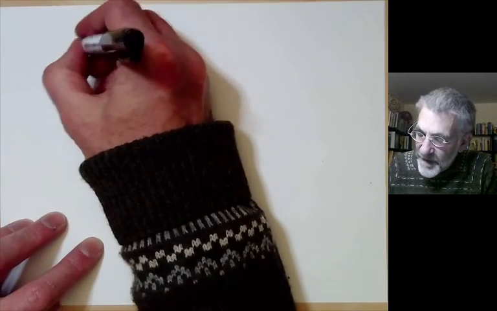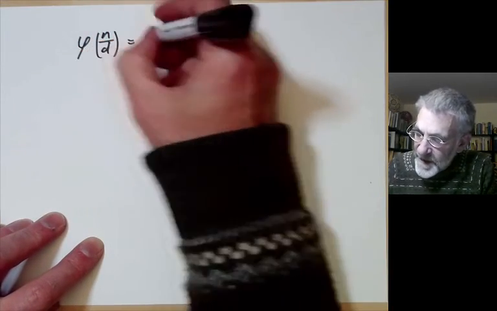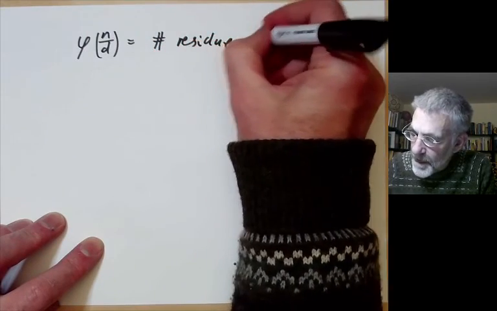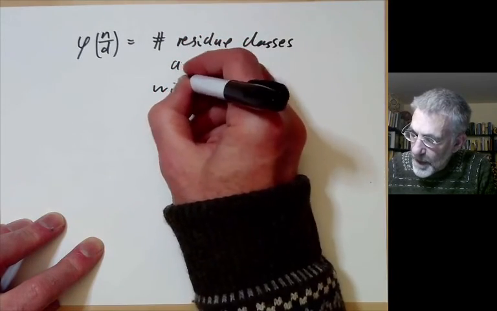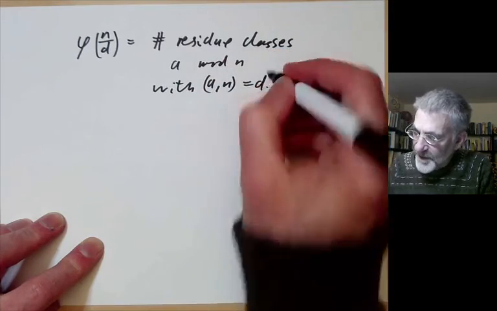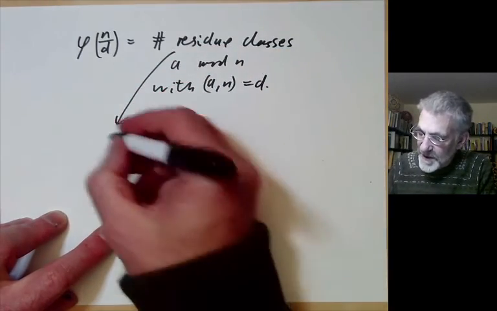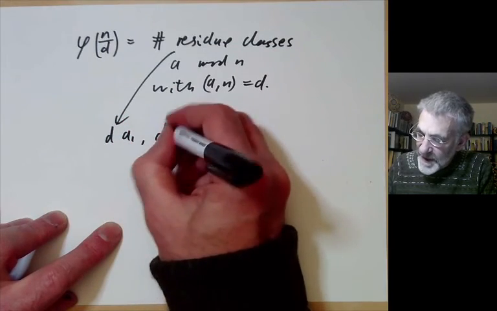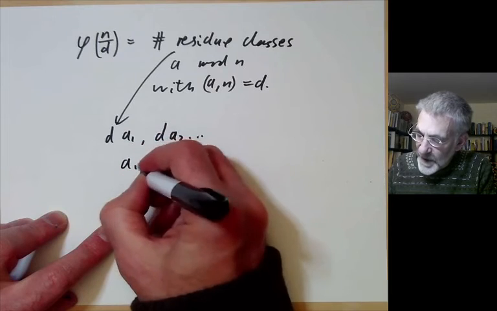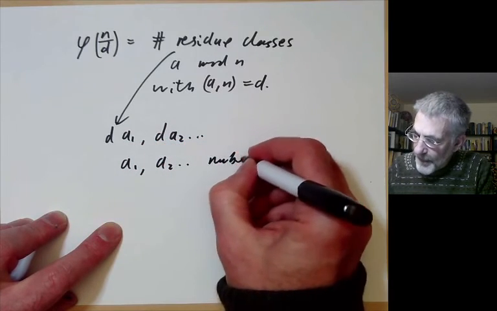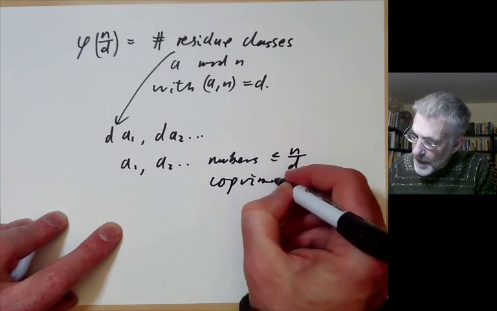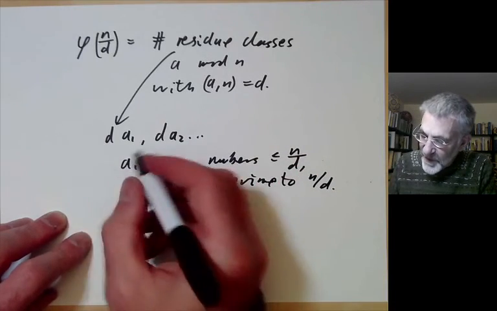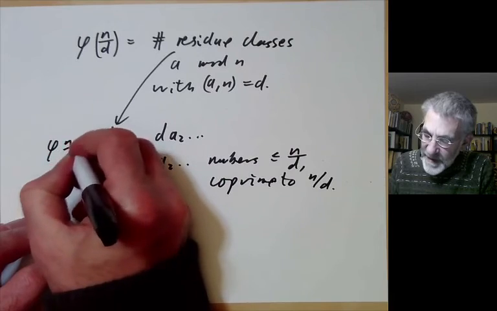And exactly the same works for any number n. So phi of n over d is the number of residue classes a mod n with gcd(a, n) equal to d. And that's because these residue classes are just d times a1, d times a2, and so on, where a1, a2 are the numbers less than or equal to n over d that are co-prime to n over d. So the number of these is just phi of n over d.